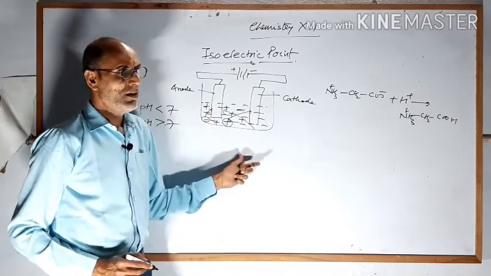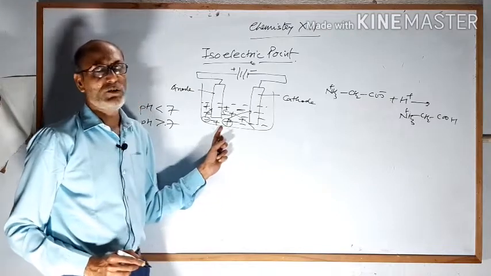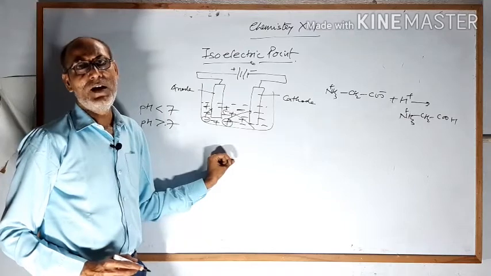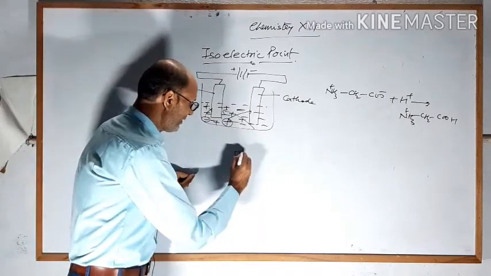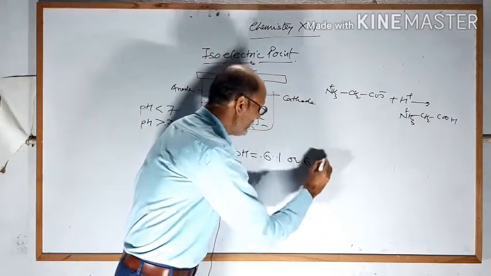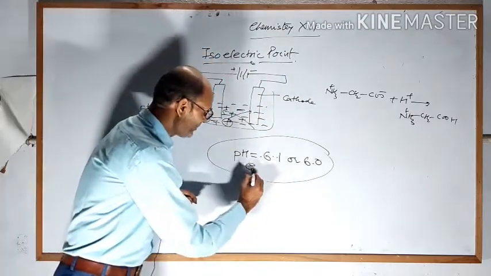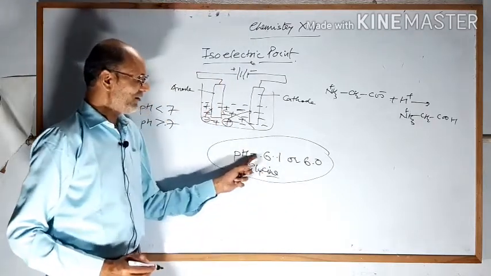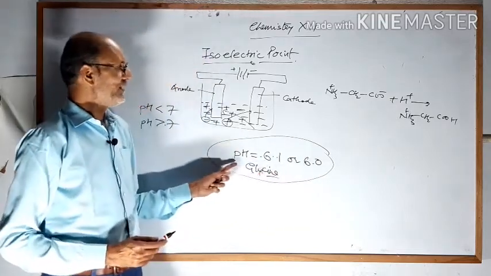So listen again, the particular pH at which the ions of amino acid do not migrate to any of the electrode is called isoelectric point. And for glycine it will happen at pH equals 6.1 or 6.0. This is the example of isoelectric point for glycine. Okay student, I think you understand.